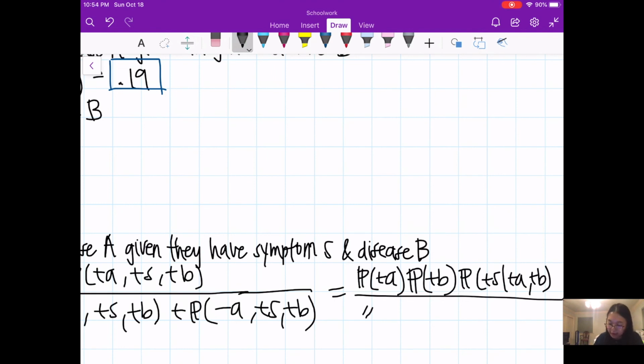I am running out of space, so I'm just going to do a double quotation, but just keep in mind that means the same term as this expression on top. But then we want to add to it the negative version. So what happens is we're just going to do negative A instead, while everything else stays the same, except for here negative A again too.